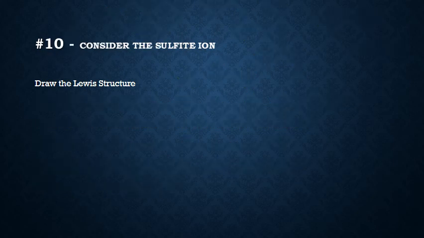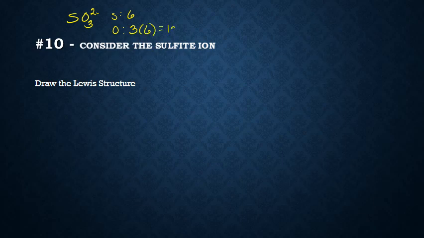Ooh, sulfite ion. Sulfite ion, SO3 with a 2 negative charge. Sulfur has 6 valence electrons. Oxygen, we have 3 of them, and they each have 6 valence electrons. Don't forget, we have these 2 extra electrons on this molecule. So we have 18 plus those 2 plus 6. So this molecule has 26 valence electrons.